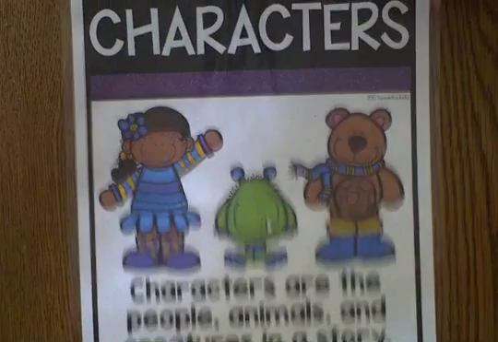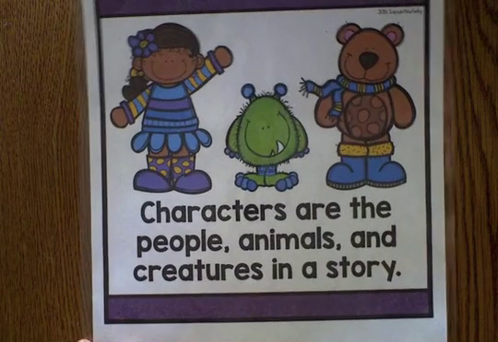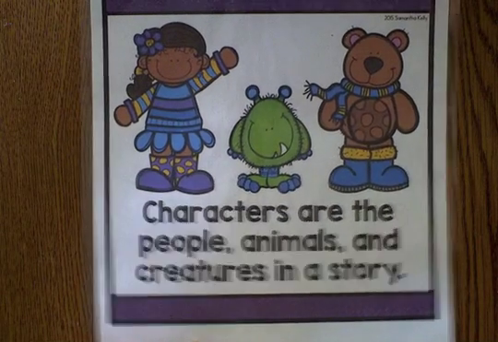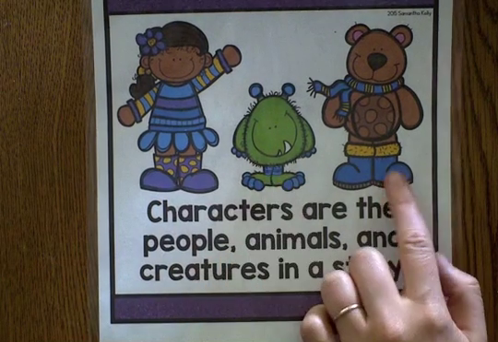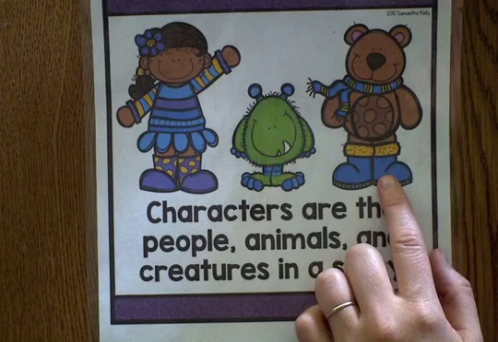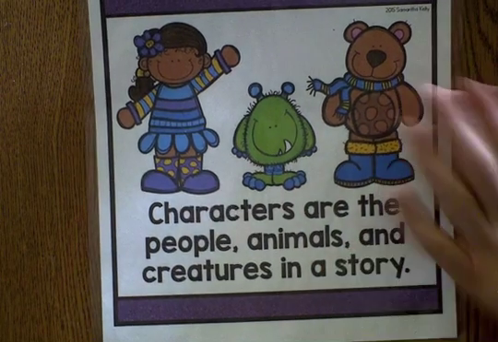We also talked about characters. Characters are the people, animals, and creatures in a story. When we read Three Little Pigs, there weren't any people, there weren't any creatures, but there were animals, not bears, but we had pigs and the big bad wolf. So when we read The Princess and the Pea today, let's see if we can find the characters and the setting.